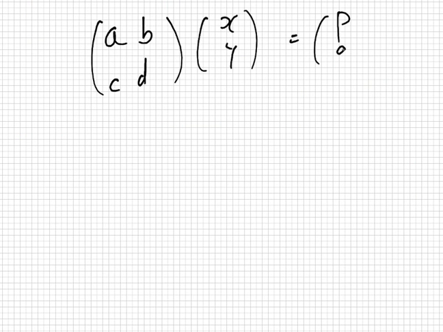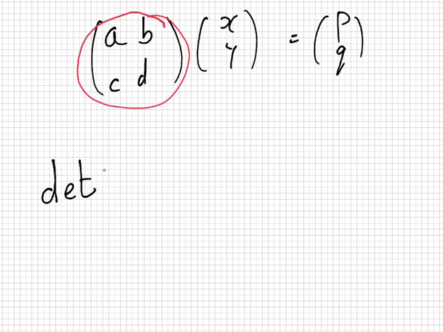If I have an equation like this, A, B, C, D, xy equals pq, and I want to know if this has an answer or no answer, I just need to check this here. So we use something called the determinant of the matrix. And the determinant of the matrix is this formula, AD minus BC.